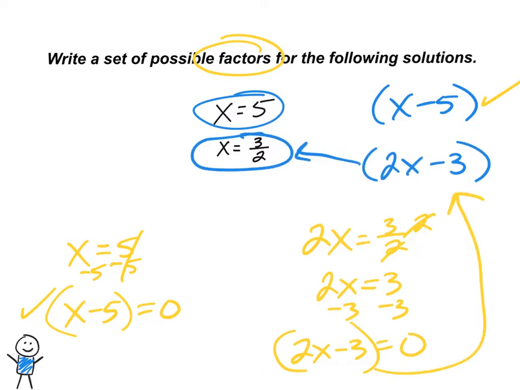So the main idea of this part of the topic is that factors and the roots or the solutions are going to be opposites of each other.